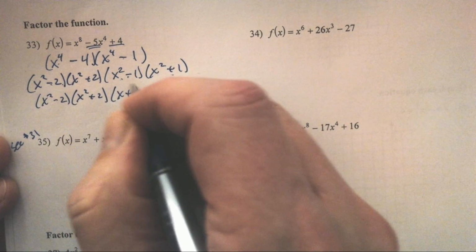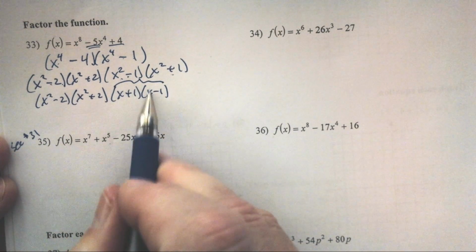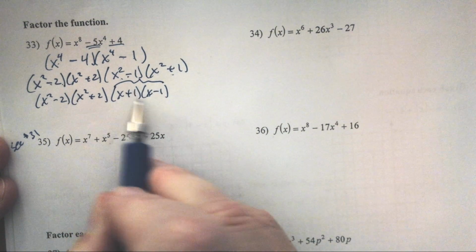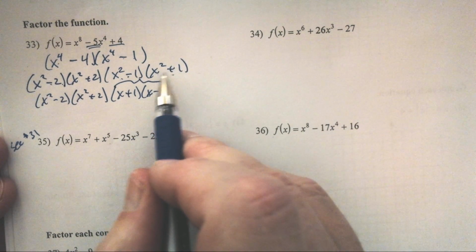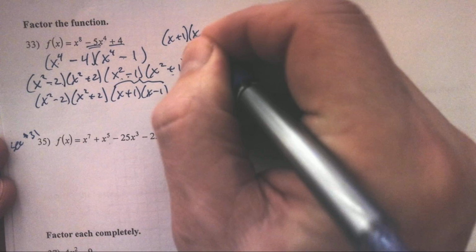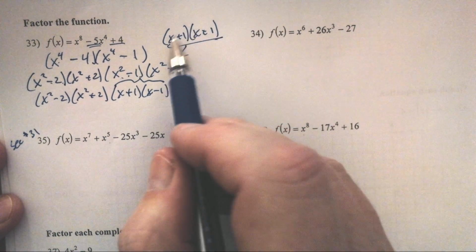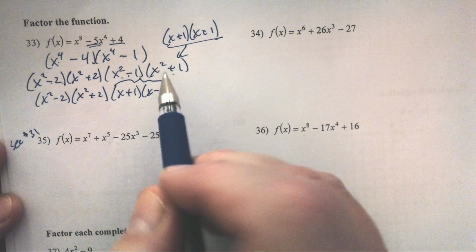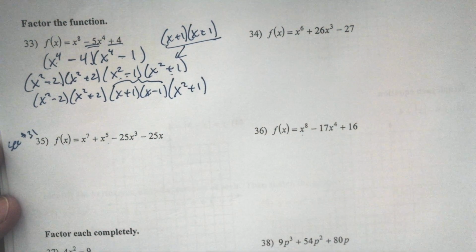x plus 1, x minus 1, check it, FOIL it, x squared minus x plus x minus 1, and x squared plus 1. Temptation is to say it's x plus 1 times x plus 1, but if I FOIL that, I do not get this. I get x squared plus an x plus 2x. So this doesn't factor. And we are done at this time.